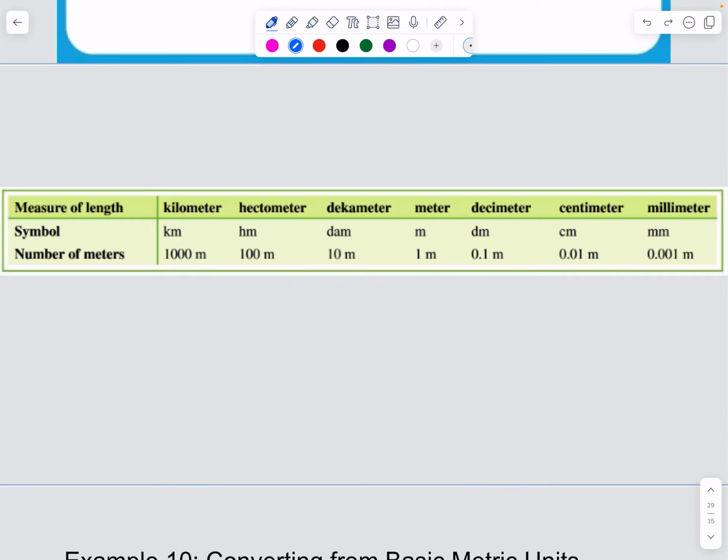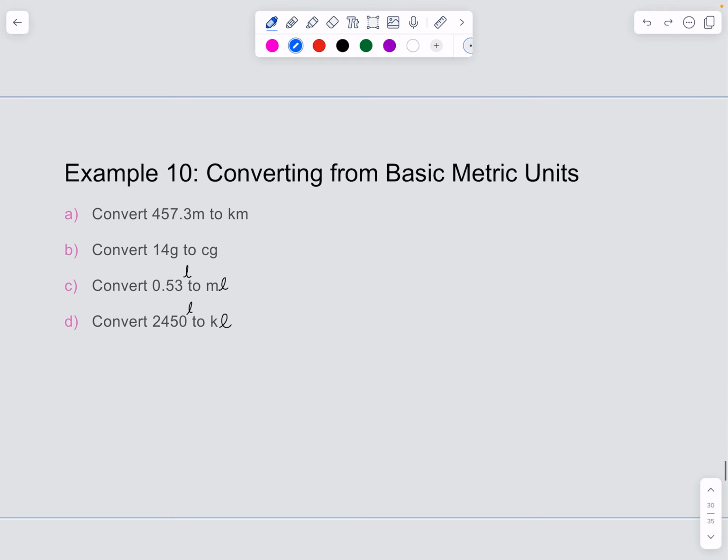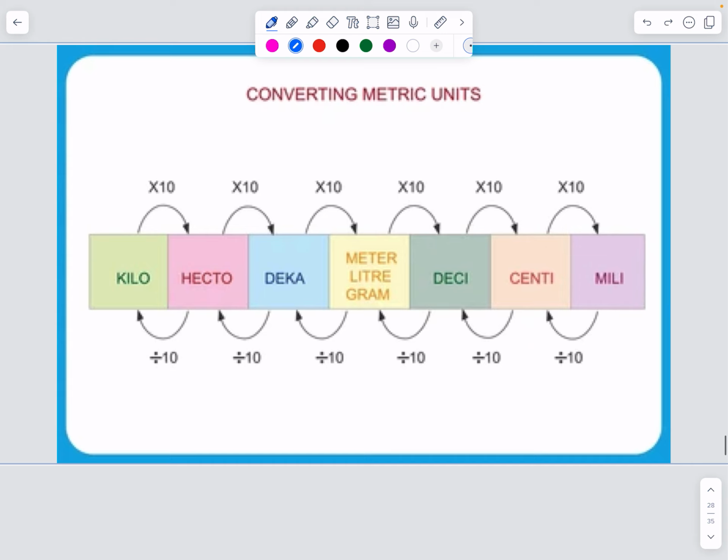Here's another visual for you. So all of these, kilometer, hectometer, decameter, meter, decimeter, centimeter, and millimeter, have all been turned into how many meters they are equivalent to. I think I'm making up words now. So all of these are good resources for you if you are reviewing or trying to master using metric. Okay, so let's look at this one. Converting from basic metric units. If we want to convert, let me pull our diagram down.